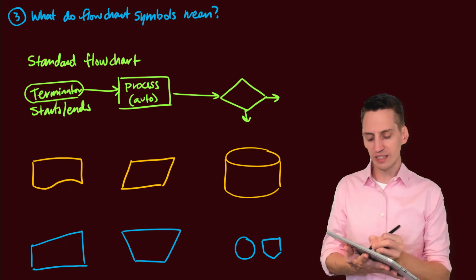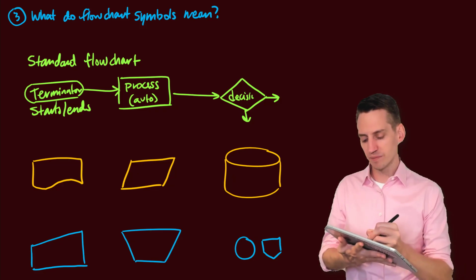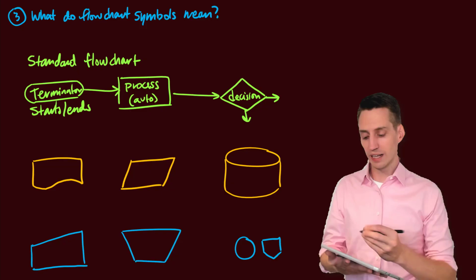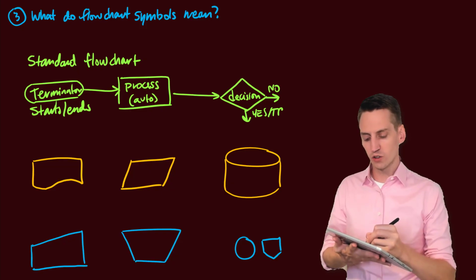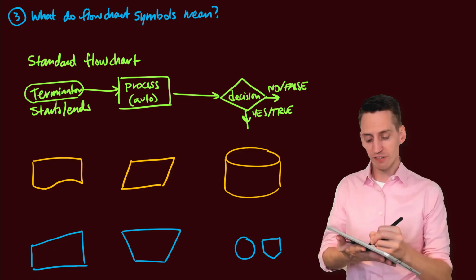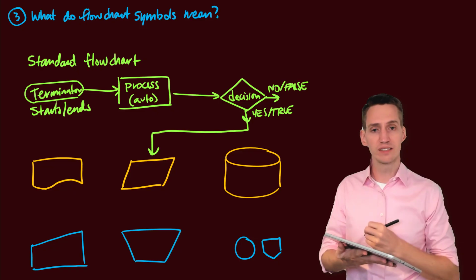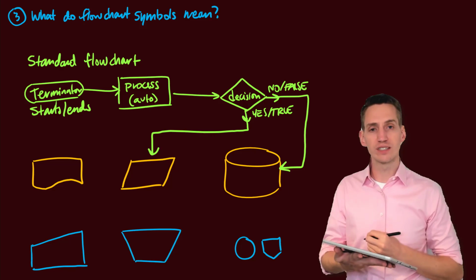From here, we move to this diamond. A diamond represents a decision that we have to make. Frequently, the decision will have two outcomes, either yes or no, or true or false. If it is yes, then we are going to follow the path down one direction to a new symbol. If it is false, then we will go to a different symbol.